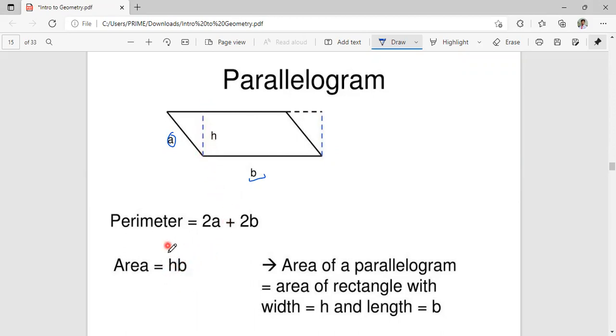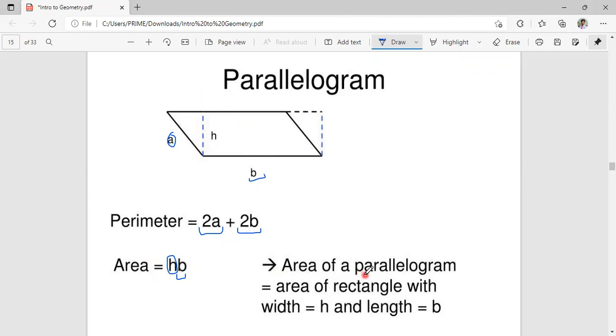For the area, we have to take the height. For the perimeter, it is 2A for this width over here and 2B, since we have a base over here and a base over here. For the area, we take the height over here. This H will be showing the height, because we do not have any side over here. We have to find this height, then multiply it with this base, and the multiplication of these two shows the area of the parallelogram.